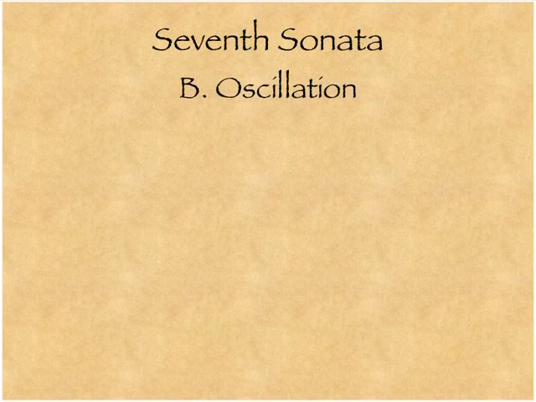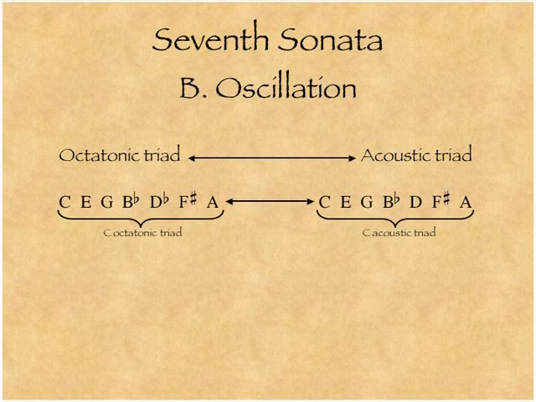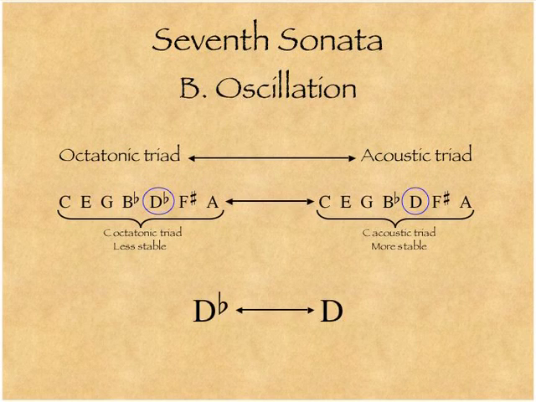The second type of harmonic movement in the 7th sonata is the oscillation between the octatonic triad and the acoustic triad. These 2 triads are nearly identical. The only difference between a C octatonic triad and a C acoustic triad is that the first chord has D flat and the second chord has D natural. This small difference, though, accounts for both a sonic difference between the 2 chords, the second sounds more stable, and an important melodic possibility in which the lowered ninth can move to the natural ninth and vice versa.